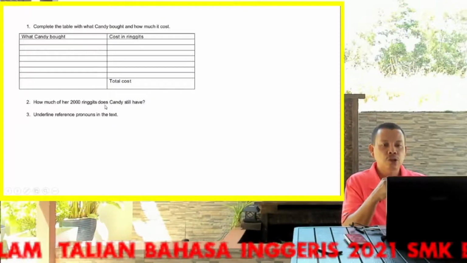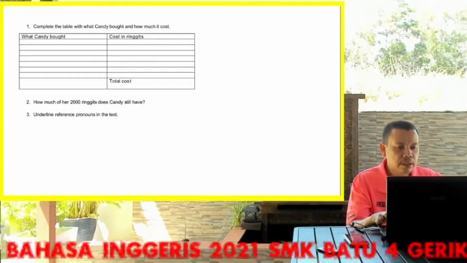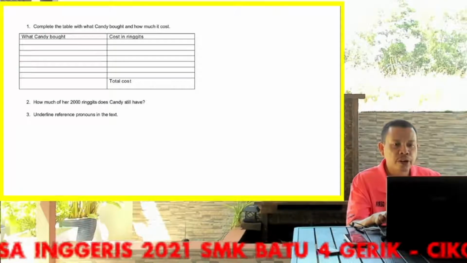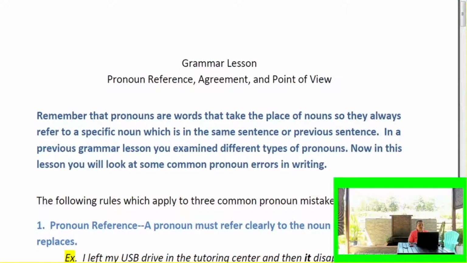Okay, so we go to the lesson about the grammar here, that is pronoun reference, agreement and point of view. Remember that pronouns are words that take the place of nouns, so they always refer to a specific noun which is in the same sentence or previous sentence. In the previous grammar lesson, you examined different types of pronouns. Now, in this lesson, you will look at some common pronoun errors in writing.